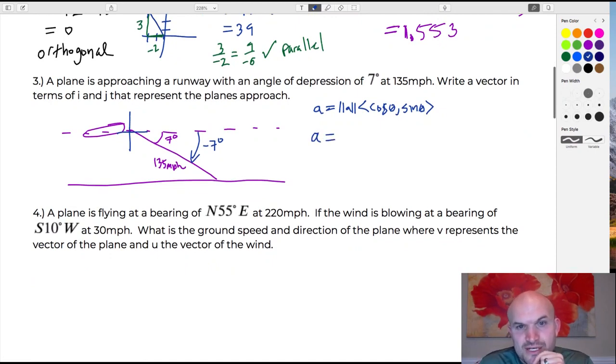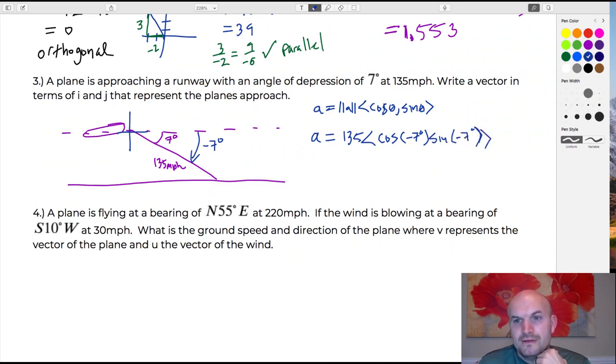So the magnitude here is 135, and that's going to be times the cosine of negative 7 degrees, times the sine of negative 7 degrees. I don't know why I'm doing that, kind of looks weird. So we'll fix that. Negative 7 degrees, parentheses. All right, so there we go on that.